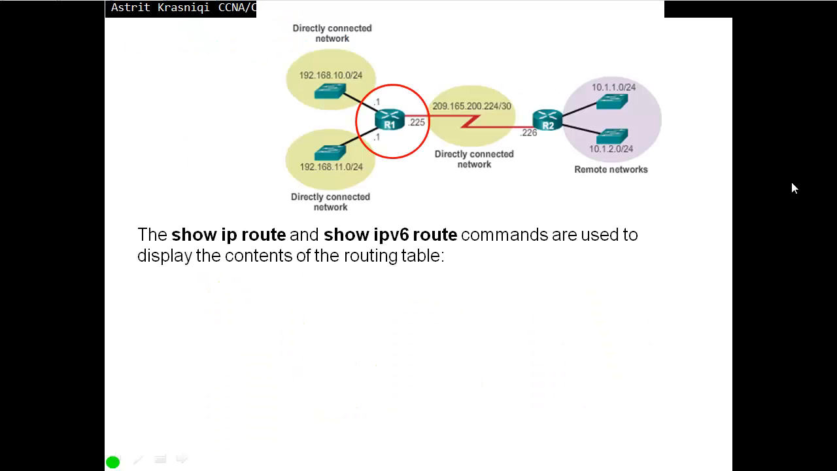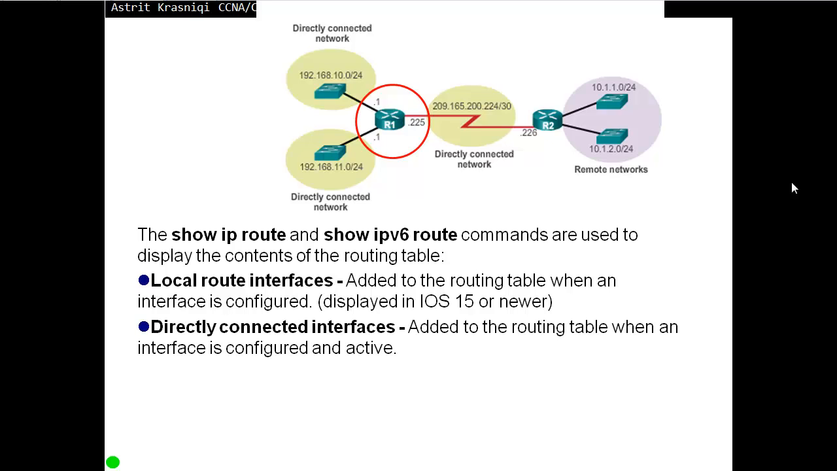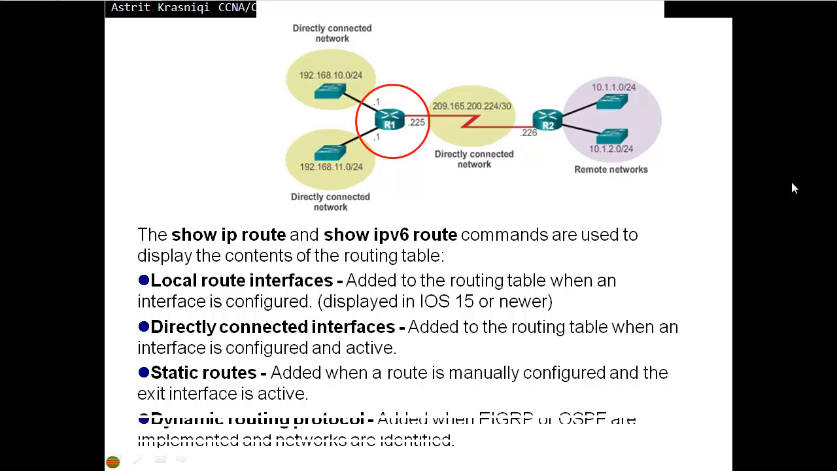The show ip route or show ipv6 route commands are used to display the contents of the routing table. What we should see there are local routes, interfaces added in the routing table when an interface is configured, displayed in IOS 15 or newer; directly connected interfaces, added to the routing table when the interface is configured and active; static routes, added when a route is manually configured by the administrator and the exit interface is active; and dynamic routing protocols, added when EIGRP, OSPF or RIP are implemented and networks are identified.